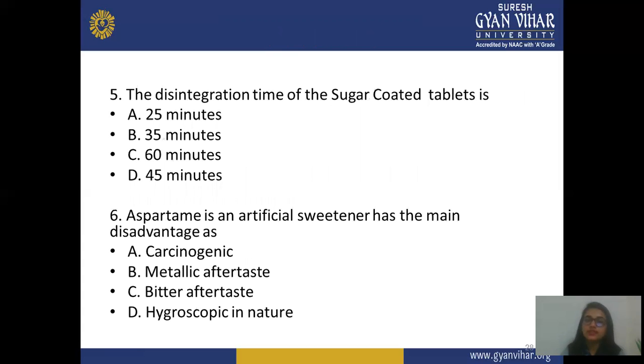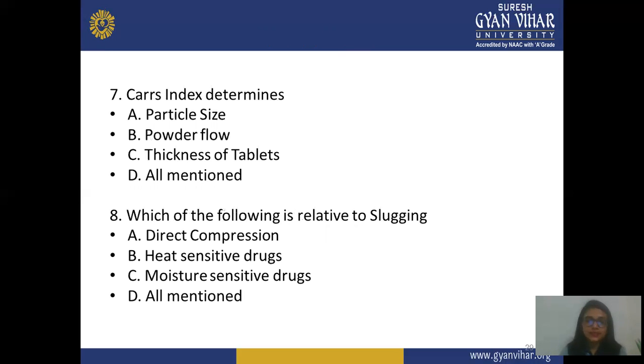In the fifth question, the disintegration time of a sugar coated tablet is: A, 25 minutes. B, 35 minutes. C, 60 minutes. D, 45 minutes. And sixth question, aspartame is an artificial sweetener; its main disadvantage is: A, carcinogenic. B, metallic aftertaste. C, bitter aftertaste. D, hygroscopic in nature. In the next seventh question, Hausner index determines: A, particle size. B, powder flow. C, thickness of the tablet. D, all of them.